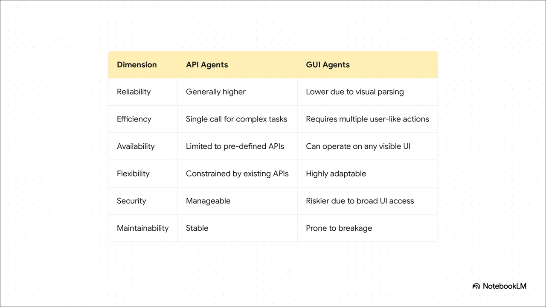And now, look at those last two rows, security and maintainability. An API is a controlled, secure gateway. A GUI agent needs broad access to your screen, which is definitely riskier, and it's fragile. It can break every single time a developer decides to redesign the app.